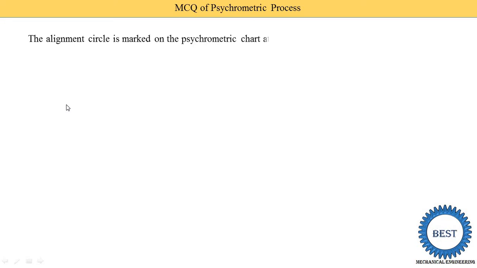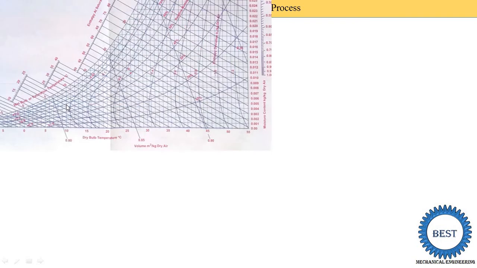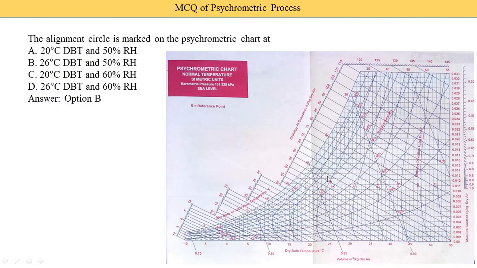The alignment circle is marked on the psychrometric chart at which conditions? Various conditions are given. Here on this psychrometric chart you see one circle, and R is written in it. It is called the reference point. This reference point is at 26 degree dry bulb temperature, after 25 here 26 is there, and the relative humidity is 50%. So option B is correct, 26 dry bulb and 50% relative humidity.